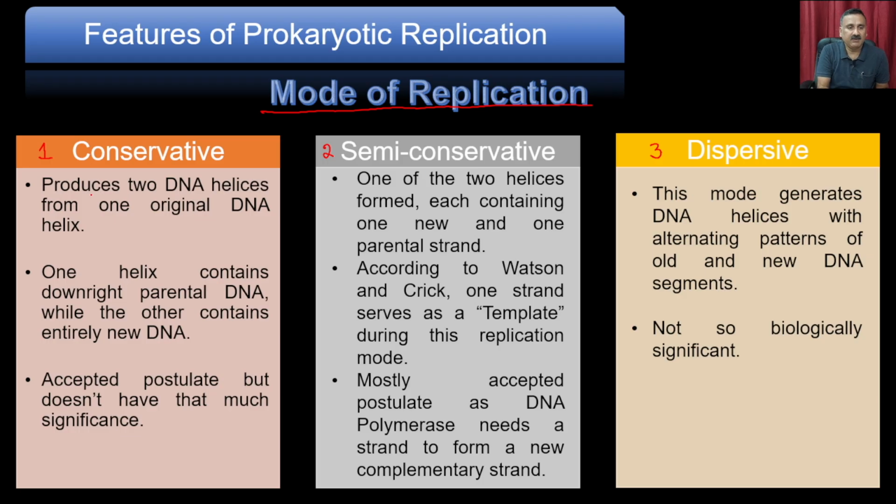So, in a conservative mode, it produces the 2 DNA helices from the one single original DNA helix. One helix contains the entirely parent's DNA, while the other contains the entirely new DNA. Accepted postulate, but does not have that much significance.